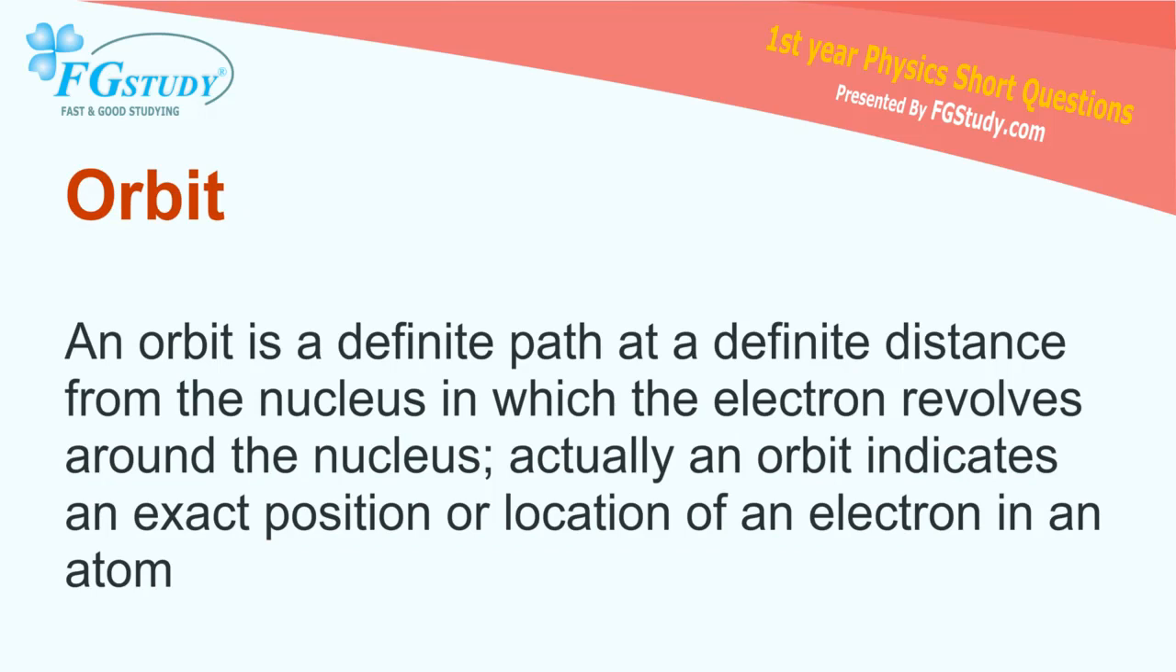Orbit. An orbit is a definite path at a definite distance from the nucleus in which the electron revolves around the nucleus. Actually, an orbit indicates an exact position or location of an electron in an atom.